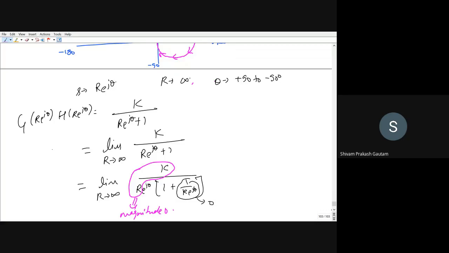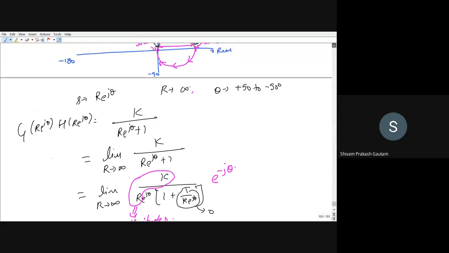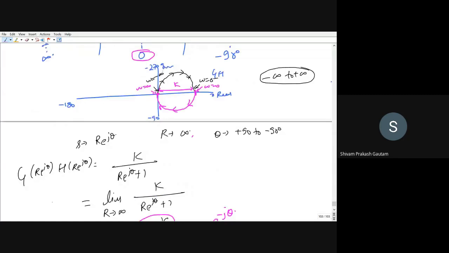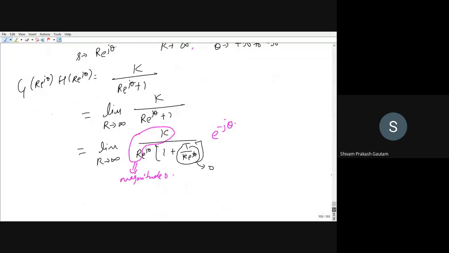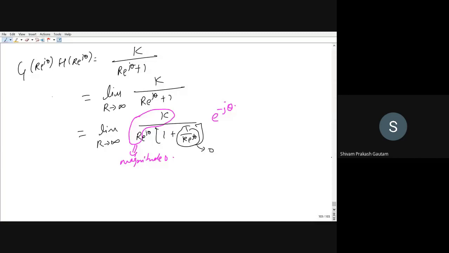And this e to the power j theta will go in the numerator and become e to the power minus j theta. Though it is not significant because magnitude is 0 and you cannot show it, magnitude 0 in the GH plane is at the origin, that means a single dot. But still, if you want to carry on, it becomes e to the power minus j theta. Earlier the orientation was from plus pi by 2 to minus pi by 2 in the Nyquist contour, but here you can see your phase has become negative because of e to the power minus j theta.